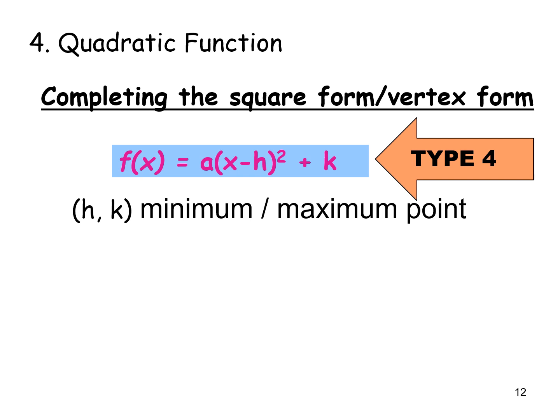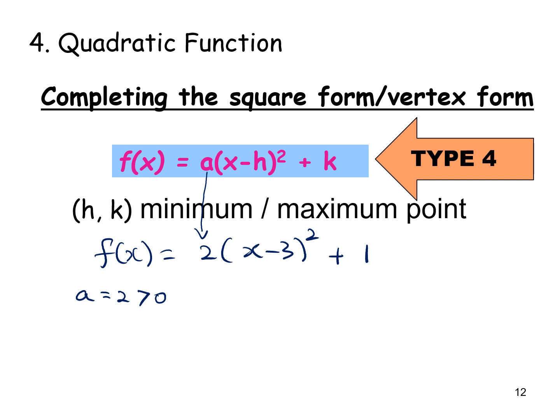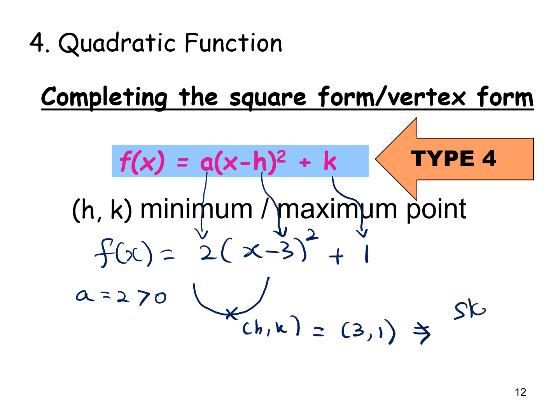Alright, so let's say you have f(x) equals 2 times (x minus 3) squared plus 1, for example. So we can see that a is 2, which is greater than 0. So the graph has a minimum at (h, k). So next you find what is h. h is 3 and k is 1. After that, sketch the graph.